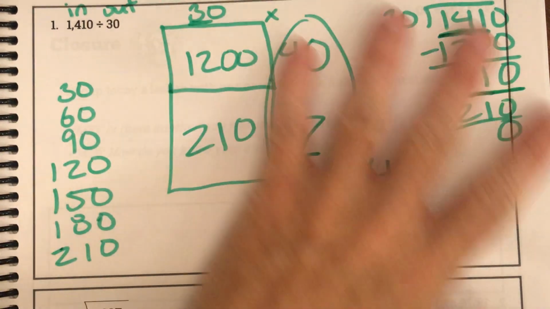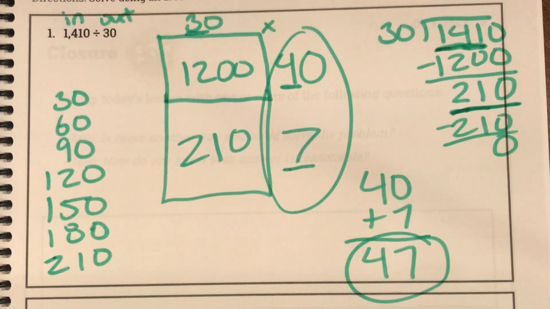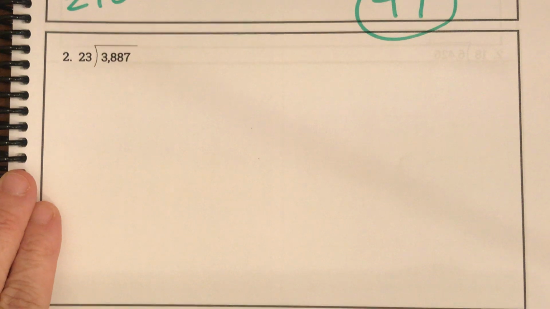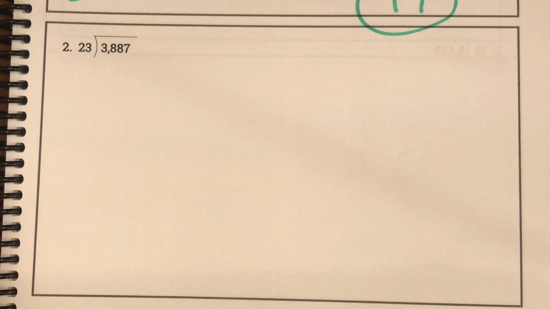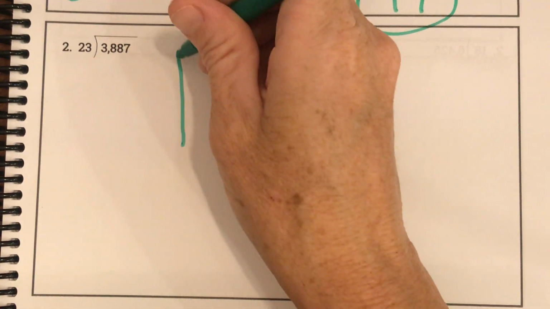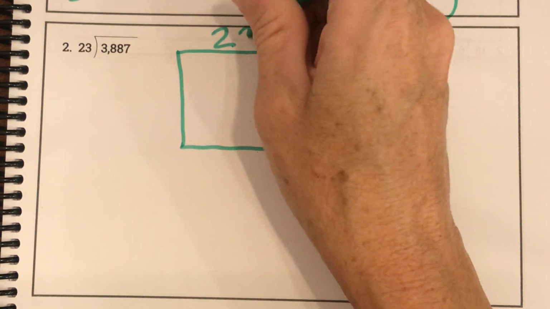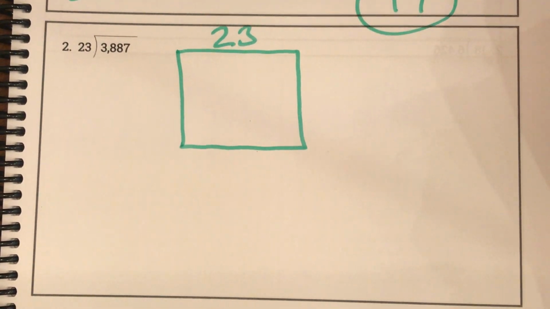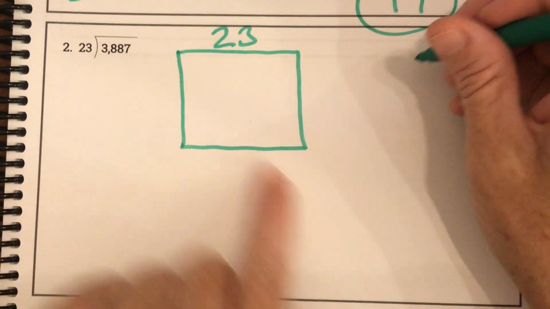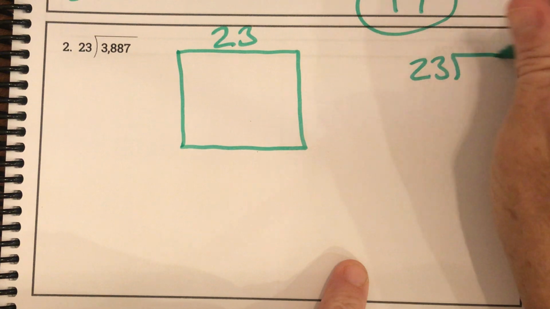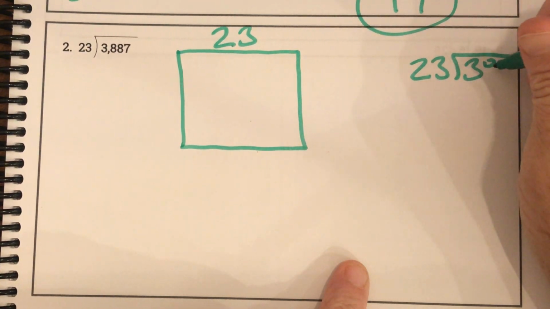Again, if you don't have this down, this is a good time to pause the video to make sure you have a good example down. Okay, so step 1, we're going to draw our box. In step 2, we're going to put our divisor on top. Now, I can't work this little, so I'm going to move it over here where I can write a little larger.